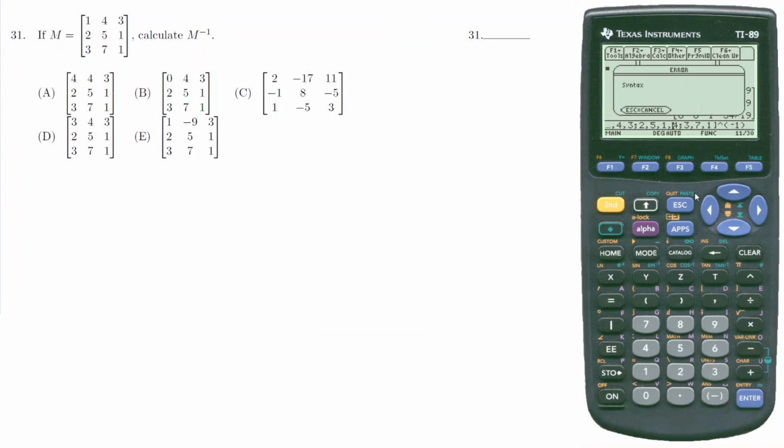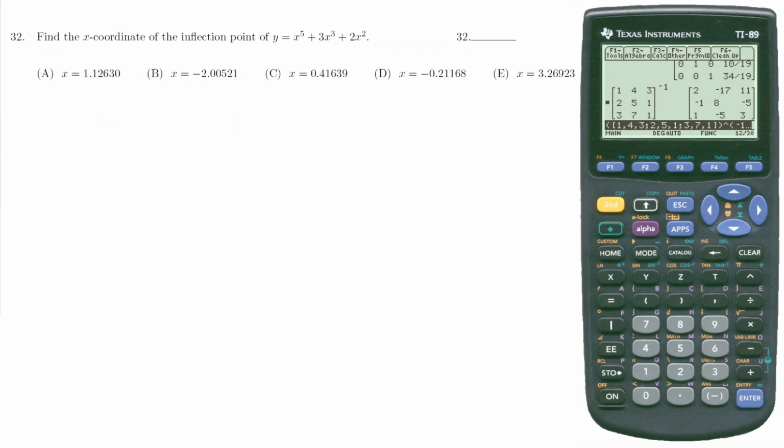Well, great. So how about I put the brackets? Boom. Great again. So let's just do it again. So I got 1, 4, 3, 2, 5, 1, and 3, 7, 1. So I just had an extra thing. So it's 2, negative 17, 11. It seems like it's C.